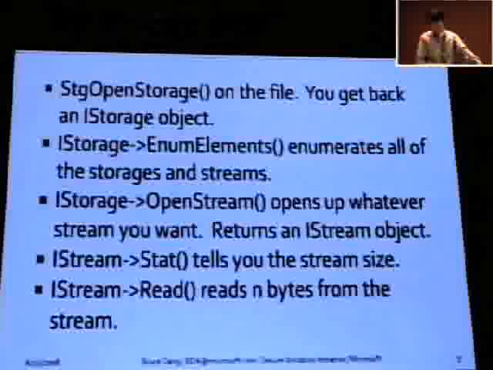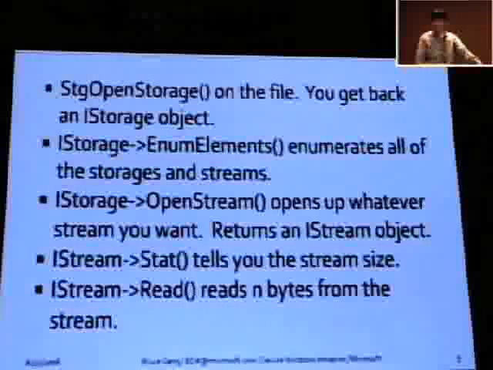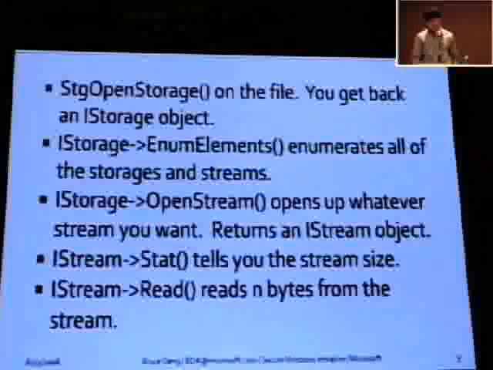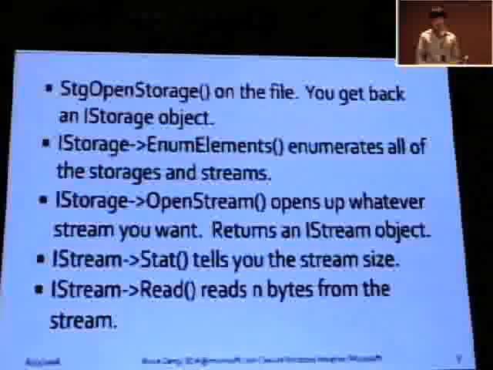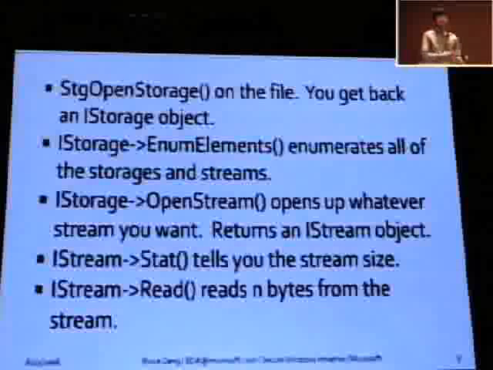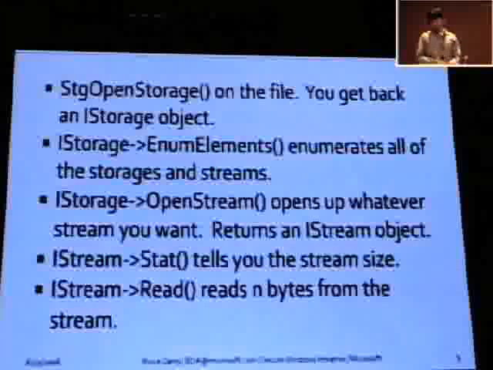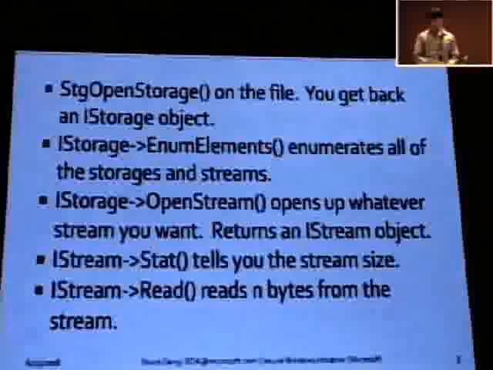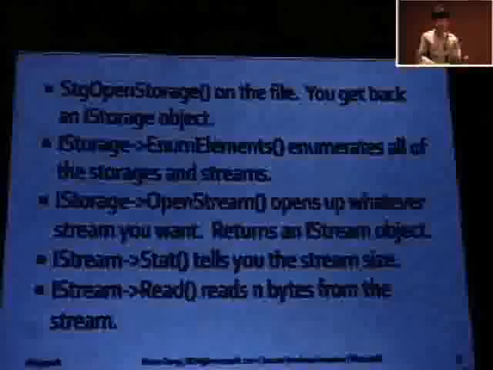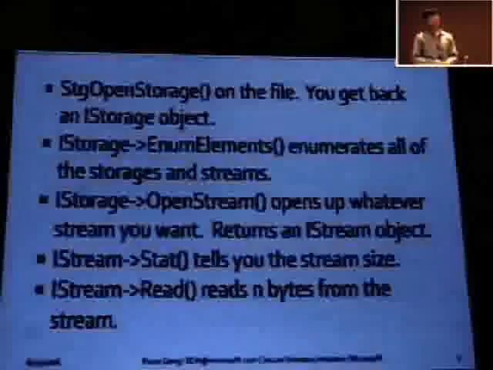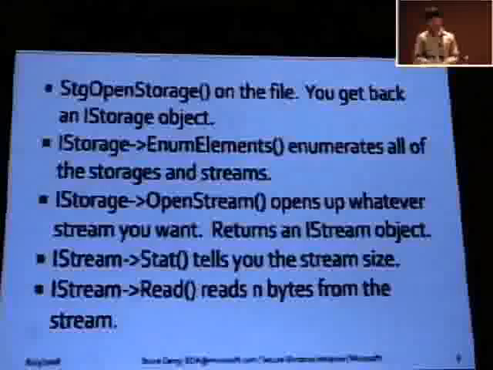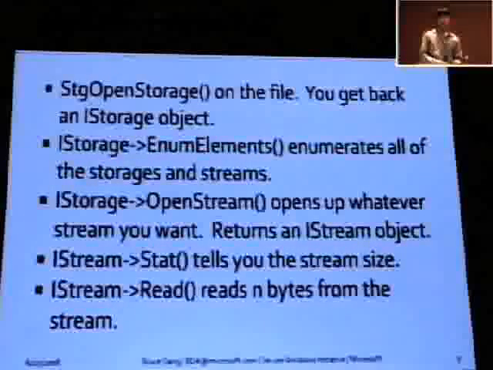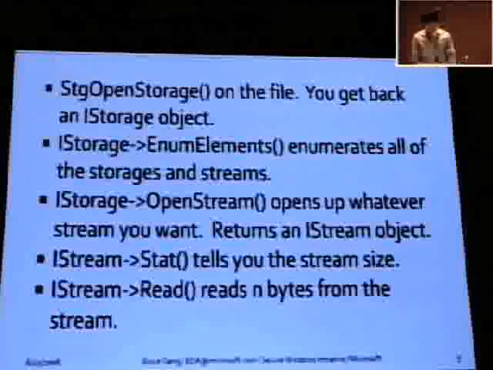So all you do is you call StgOpenStorage on the file, and you tell it what kind of permissions you want, read, write, access, and so on. Then you get back an IStorage object, and then you enumerate through all the elements, which basically enumerates through the storages and streams. When you find a stream that you want, you just call OpenStream on it, and it'll return an IStream object. Then you call Stat on it, and you get the stream length. And then you can read, write to that stream, whatever. So it's very similar to open, fstat, read, and so on.